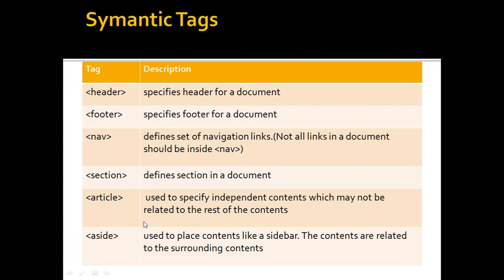This is a table which will show you the name of the tag and its description. The first tag is the header tag. The header tag specifies the header for a document. The contents included in the header tag will be displayed as the introductory contents. It typically contains one or more headings, logo icon or company info. We can have several header elements in one HTML document.